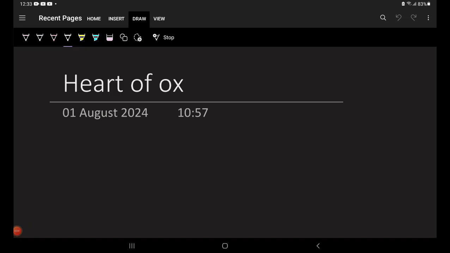Okay, so today we will be starting with the heart of the ox. Before starting the heart, we should know what the pericardium is. Pericardium is the outer covering of the heart.